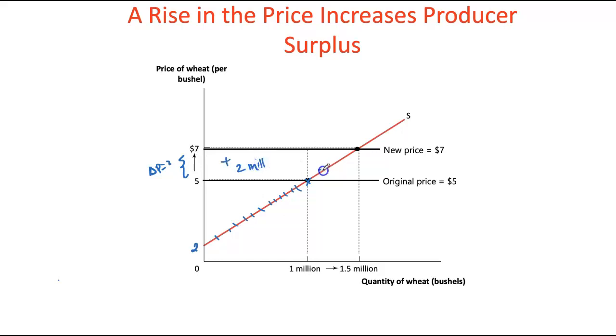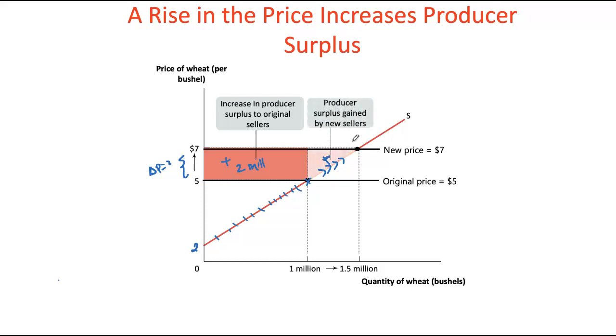Price has gone up, so we have more sellers induced to sell the textbook. This little triangle over here gives you the change in producer surplus coming from additional sellers now induced to sell the good at this higher price. The change in producer surplus from original sellers would be the darker area over here of $2 million. We can also independently calculate the area of this little pink triangle as half times base times height and see the additional producer surplus coming from these new sellers. Total change in producer surplus would be both of these areas together.